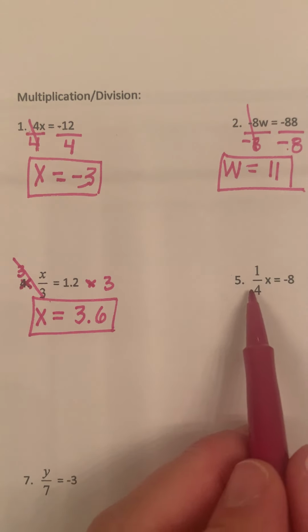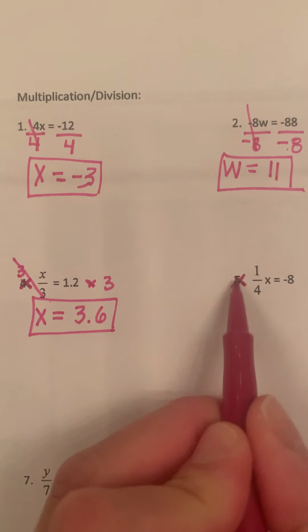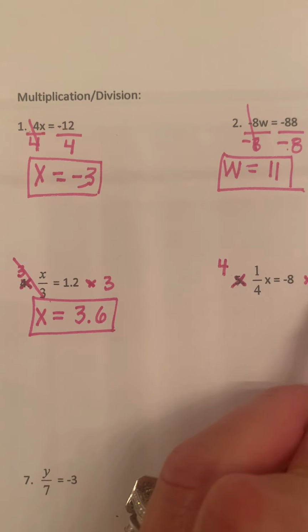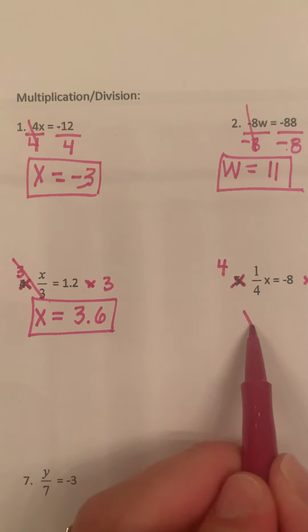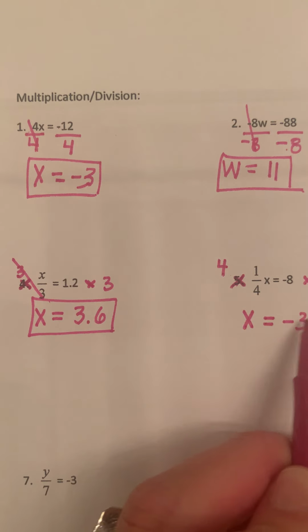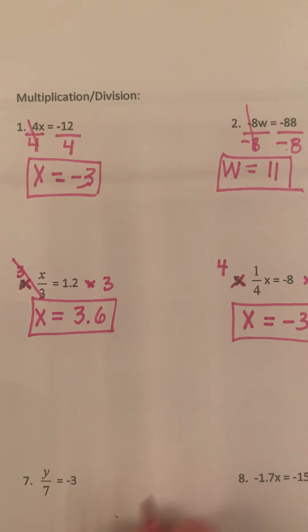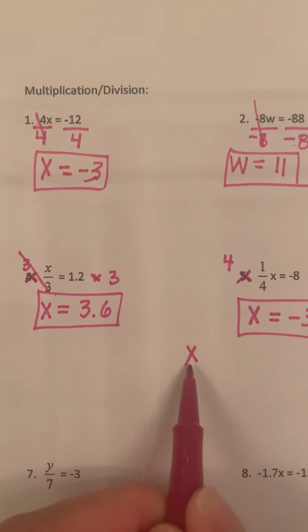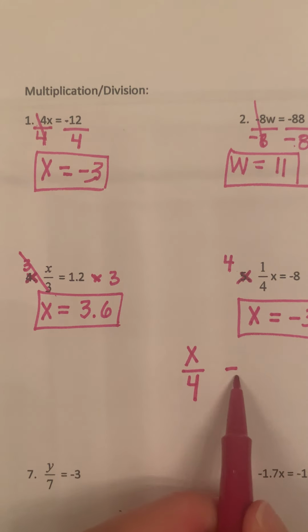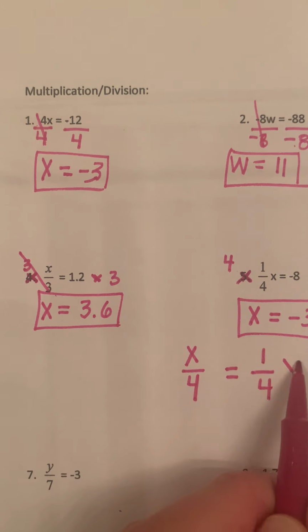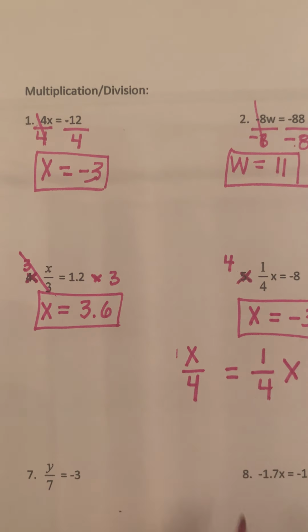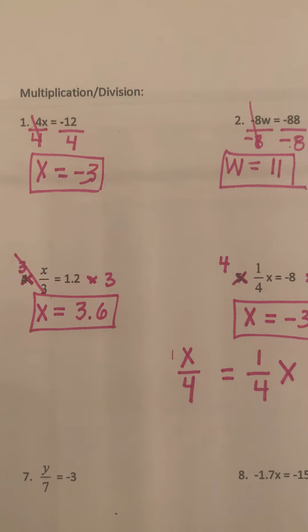Same thing here. It's 1/4 times x, so it's times 4 times 4. Okay, so you get x equals negative 32. These cancel out. So x over 4 is the same as 1/4 x, because there's a 1 in front there. So this is the same exact thing. You would still multiply by 4.